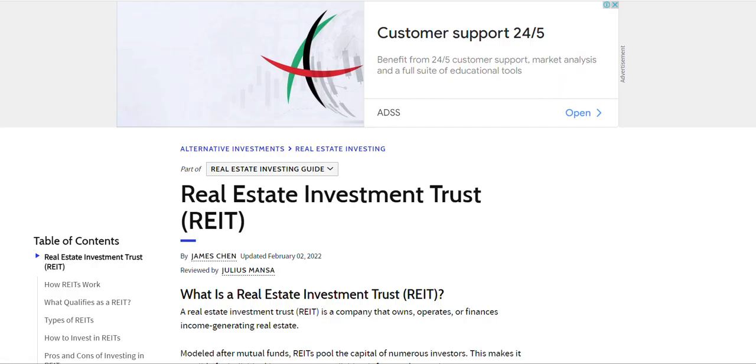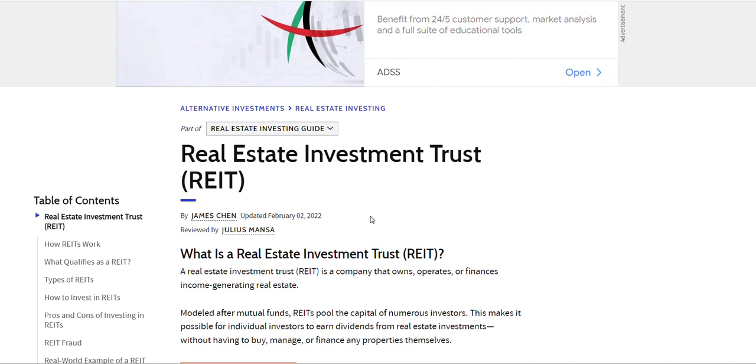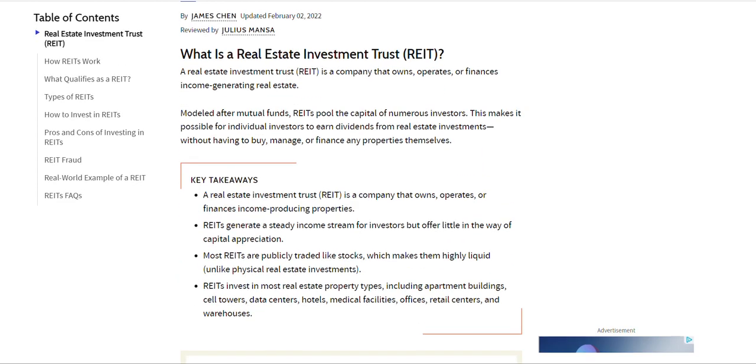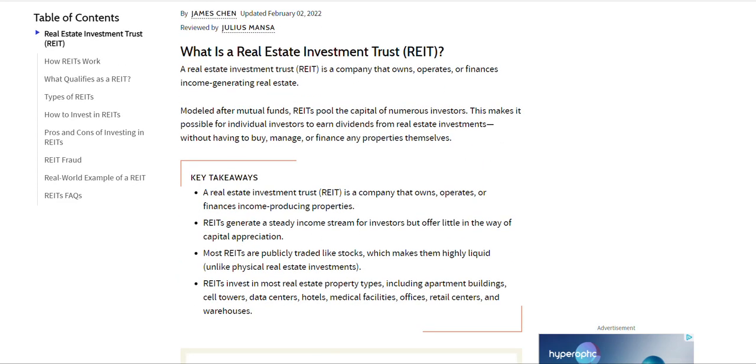So today we're going to look at a real estate ETF. But before we do that, I just want you to understand a little bit about real estate, or basically REITs, real estate investment trusts. There are a couple of things that I want to mention first. A real estate investment trust is a company that owns, operates, or finances income producing properties. That means the companies buy properties or build their own properties and then rent them out.